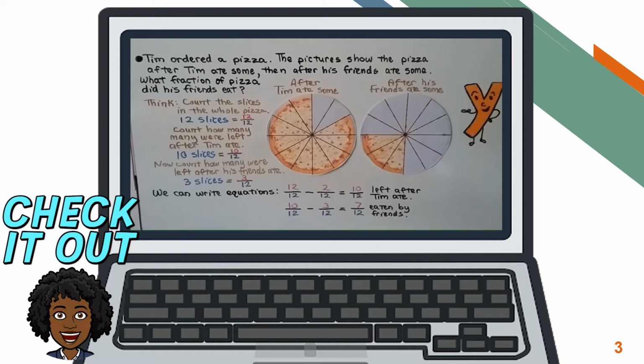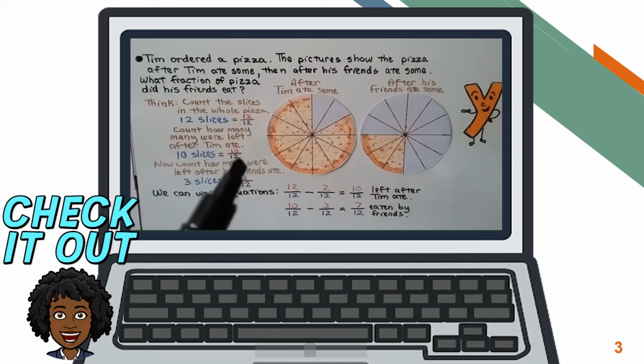Tim ordered a pizza, and the pictures show the pizza after Tim ate some, then after his friends ate some. What fraction of the pizza did his friends eat? We count the slices in the whole pizza. There were 1, 2, 3, 4, 5, 6, 7, 8, 9, 10, 11, 12 in the whole pizza. That's 12 slices. That's 12/12.